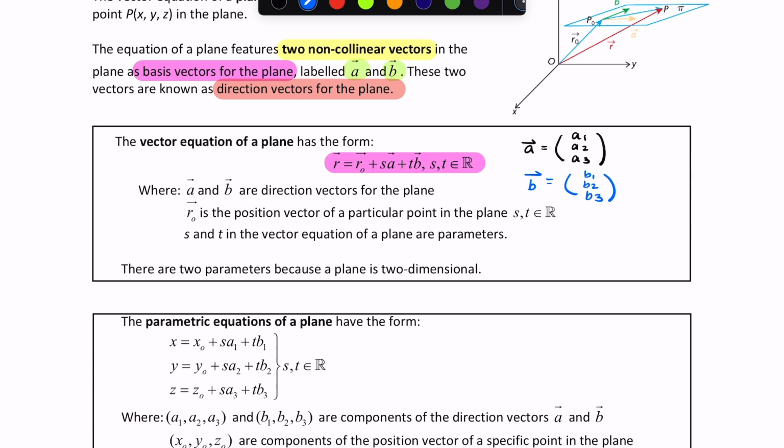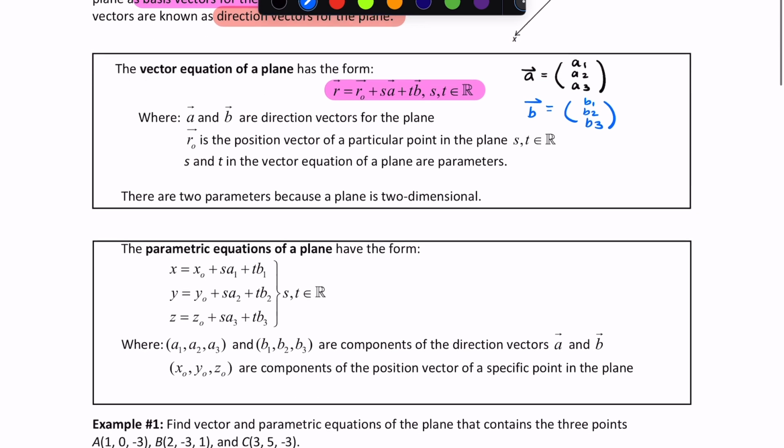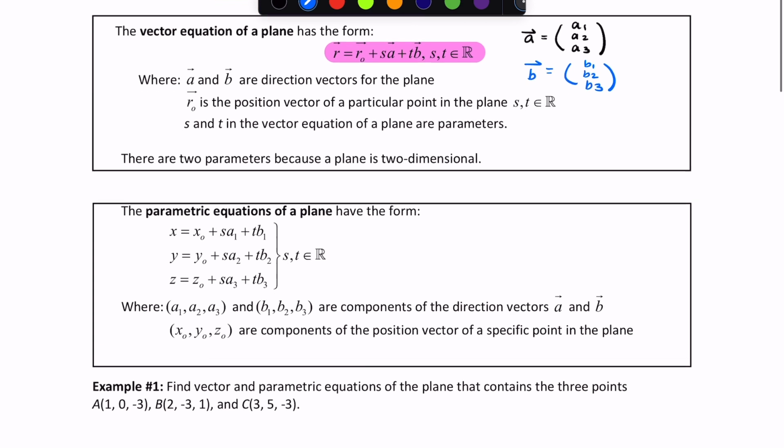And so here we see that based on the vector equation, vector a and vector b are direction vectors for the plane. Vector r0 is the position vector of a particular point in the plane, where s and t are elements of the real numbers. S and T in the vector equation of a plane are these parameters, these scalar quantities. There are two parameters because the plane here is two-dimensional.